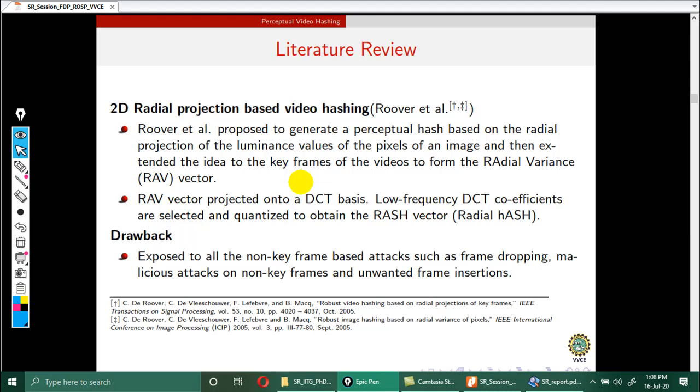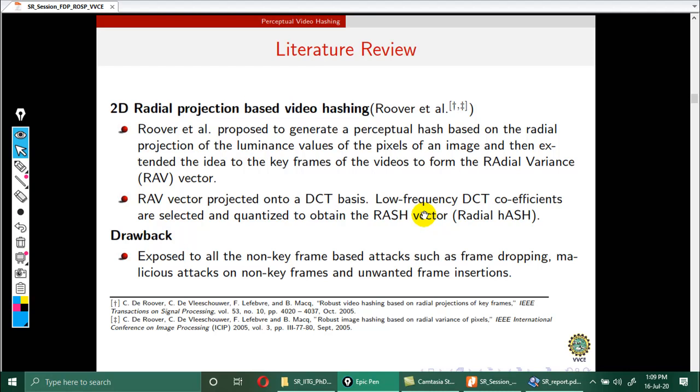And then they have done it for the entire pixels of an image, and after they have obtained a radial variance vector, they have projected it onto the DCT basis. Why? Because we need to get a compact hash, right? So they have projected onto a DCT basis. Only low frequency DCT coefficients are selected and quantized to obtain the hash vector, that is a radial hash vector. Why? Because most of the meaningful information would be present in low to mid frequency, and hence they have selected only those DCT coefficients and quantized them to generate the hash vector.